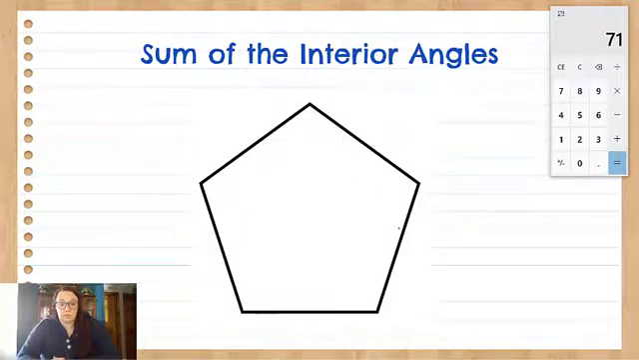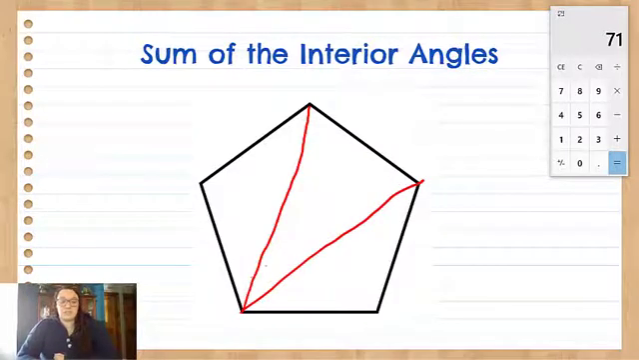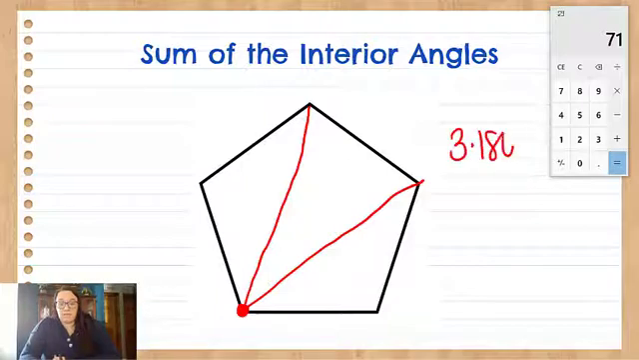Here is 1, 2, 3, 4, 5 sides. That's a pentagon. We can find the sum of the interior angles of a pentagon by, again, cutting it into triangles. I'll cut it here, and I'm going to cut it again here. The easy way to cut it is to start with 1 vertex and just go out from there. We have 3 triangles now. That means we would have 3 times 180 for the sum of the interior angles of a 5-sided gon. 3 times 180 is 540. So we have 540 for the pentagon.